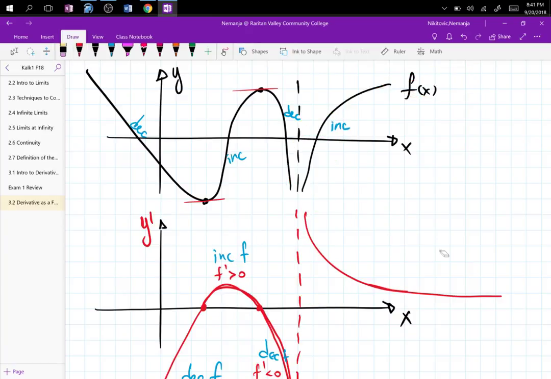So this is the analysis of functions. And without knowing what the function values are for the black line, I know the sketch of the derivative, which is the red line.